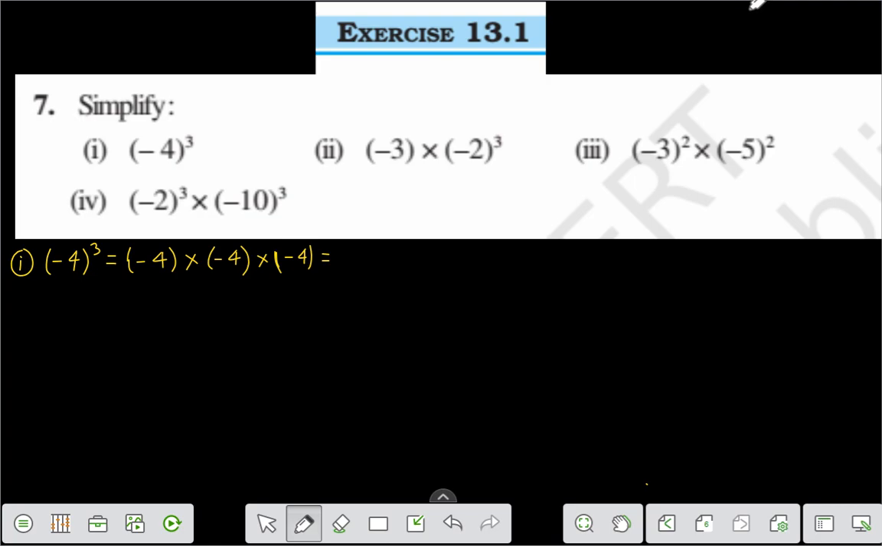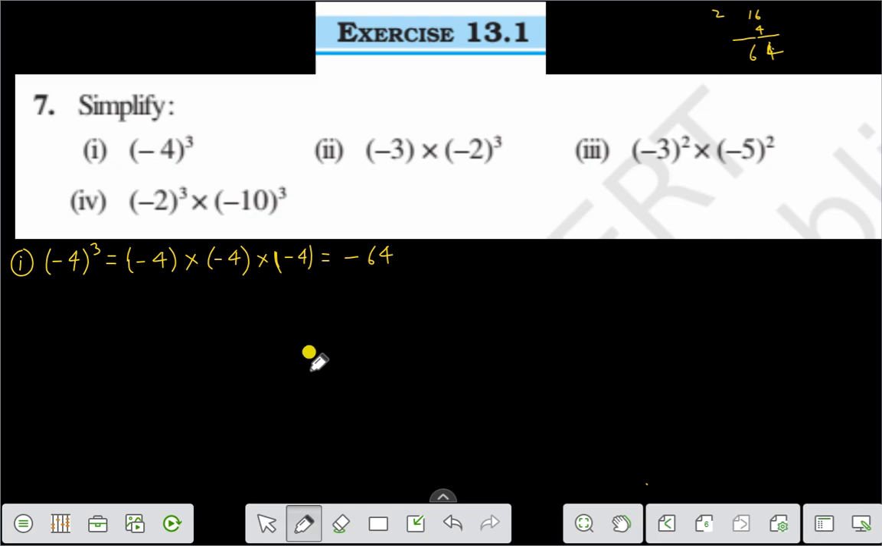Minus 4 into minus 4 is 16, then 16 into 4. Let us multiply 16 into 4. 4 6s are 24, write 4 and carry 2. 4 1s are 4, plus 2 is 6. That is, we are getting 64. And here you see minus into minus is plus, plus into minus is minus. Therefore, the answer is minus 64.